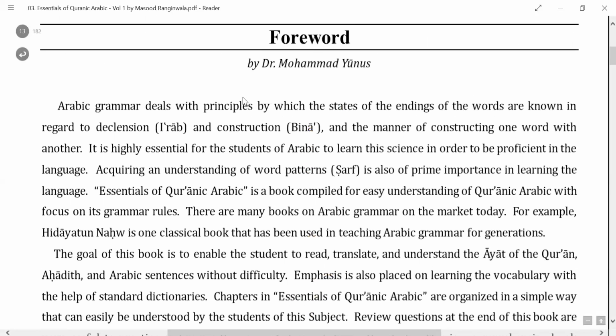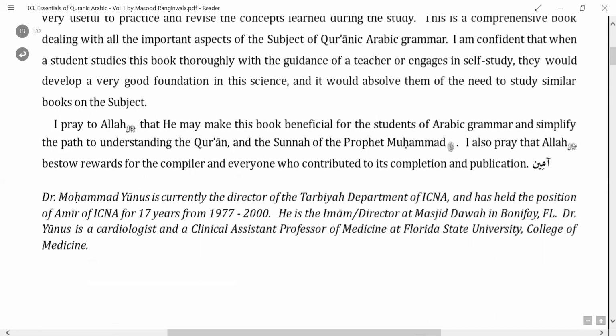Then you have here foreword. In the foreword, they have mentioned something on what and how grammar is, what all is there in grammar, what Arabic grammar deals with, like what all is there that you need to learn. You need to learn something called i'rab, something known as bina, construction, and the manner of constructing one word with another. You need to know this and why it's important. Then there is something called sarf, which is word patterns. So what all is there in this book, and some summary about that is there in this foreword. So you can go through this as well. I will skip this part.